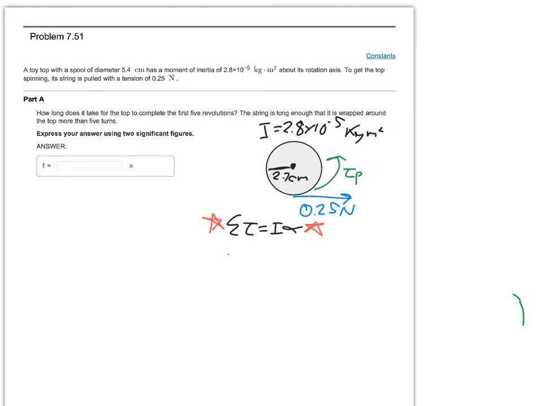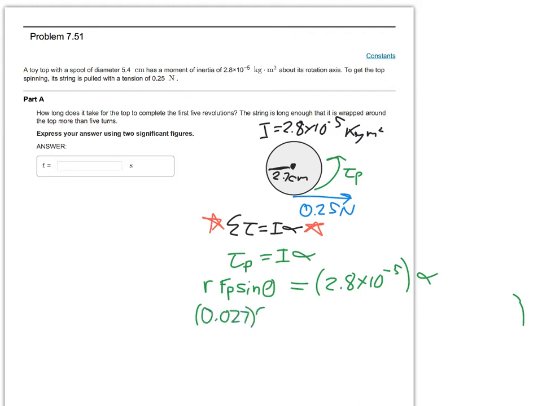So the only torque I have acting on it is the torque of the pull. That's going to be equal to I times my angular acceleration. I can substitute in R times the pulling force times sine of 90 for that torque of the pull. That's going to be equal to my moment of inertia, which is 2.8 times 10 to the negative 5th times alpha. So I can go ahead now and substitute in the radius, which is 2.7 centimeters, or 0.027 meters. The force is 0.25, and the angle here is going to be sine of 90.